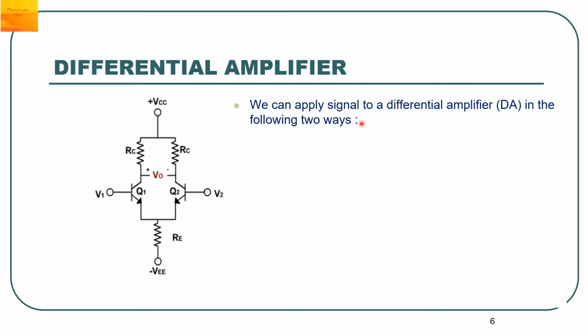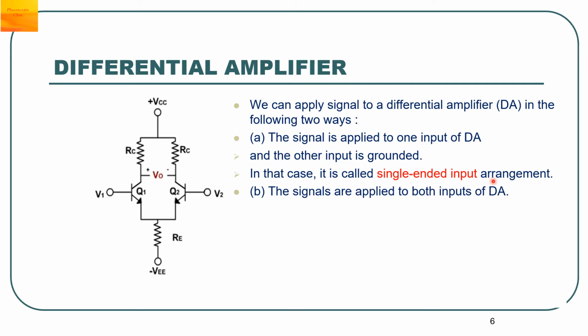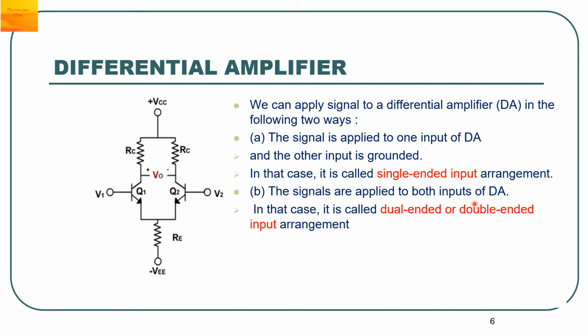We can apply signal to a differential amplifier in the following two ways. One is the signal is applied to one input of the differential amplifier and the other input is grounded. In that case, it is called as a single-ended input arrangement. Second method is the signals are applied to both the inputs of the differential amplifier. So it is called as dual-ended or double-ended input arrangement.